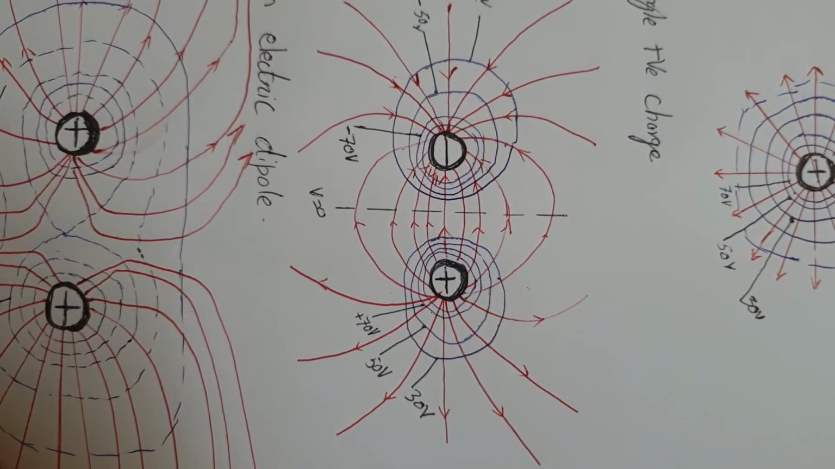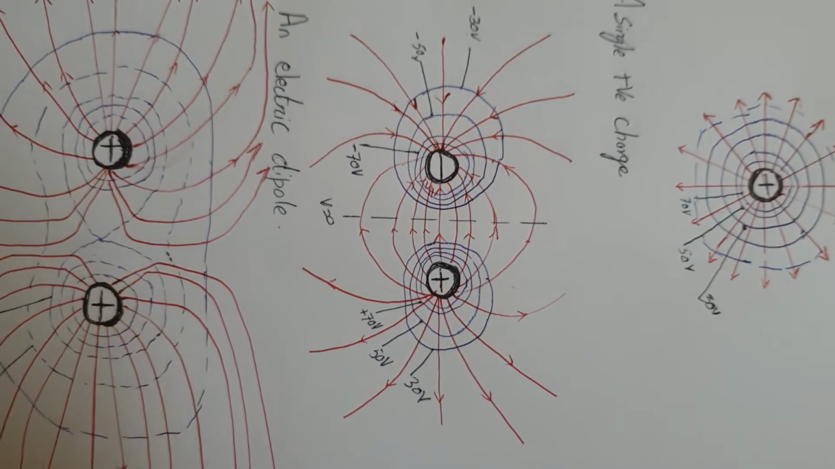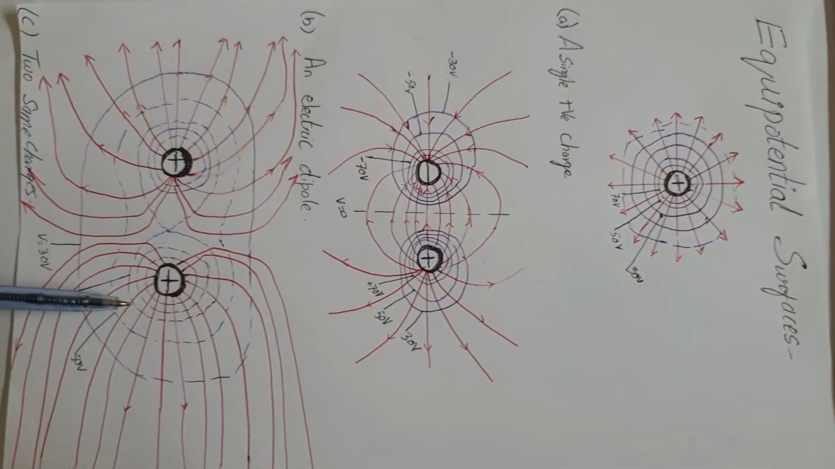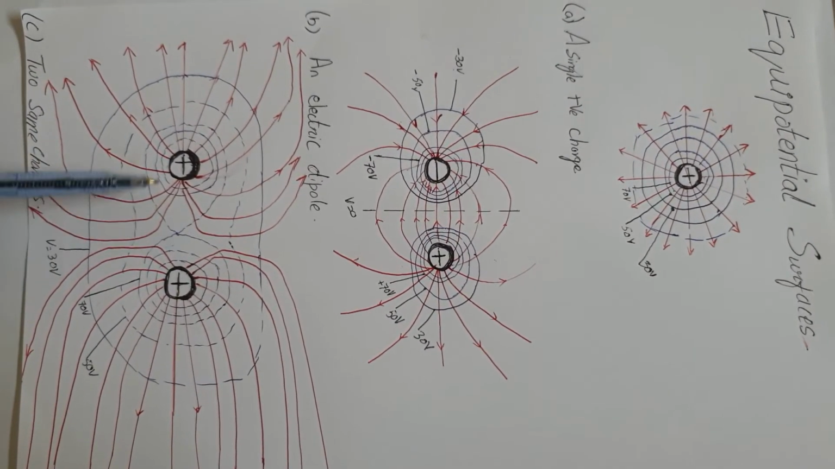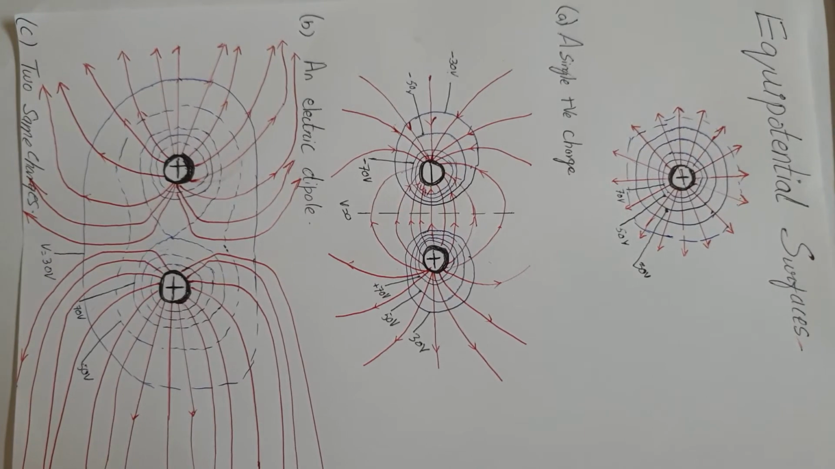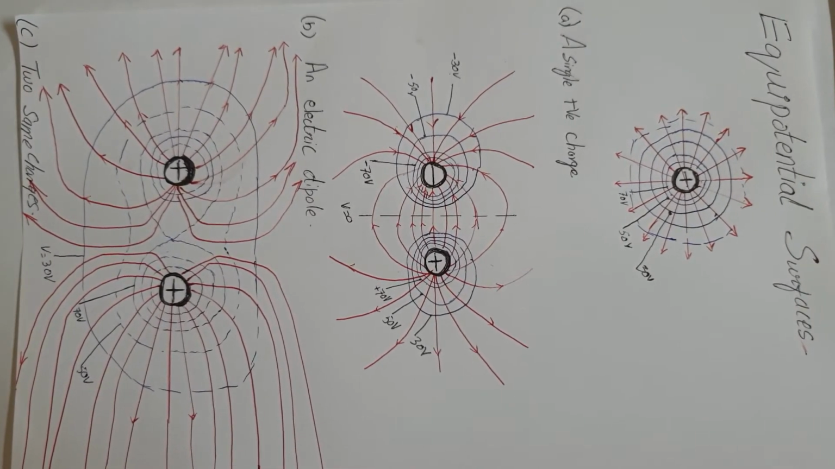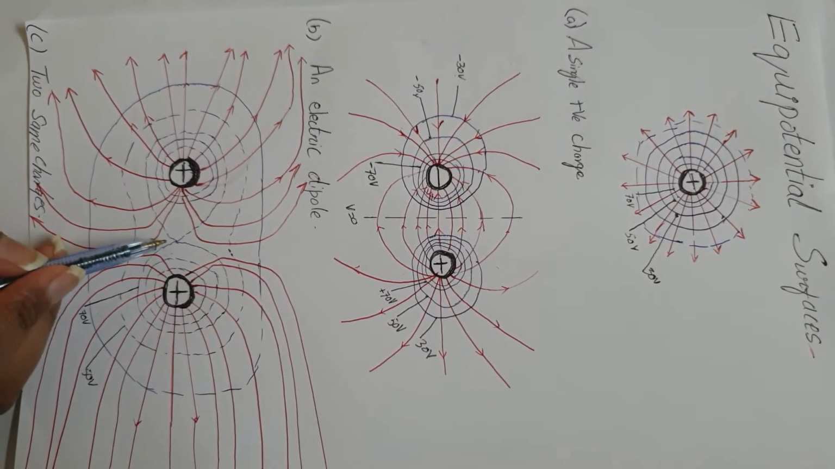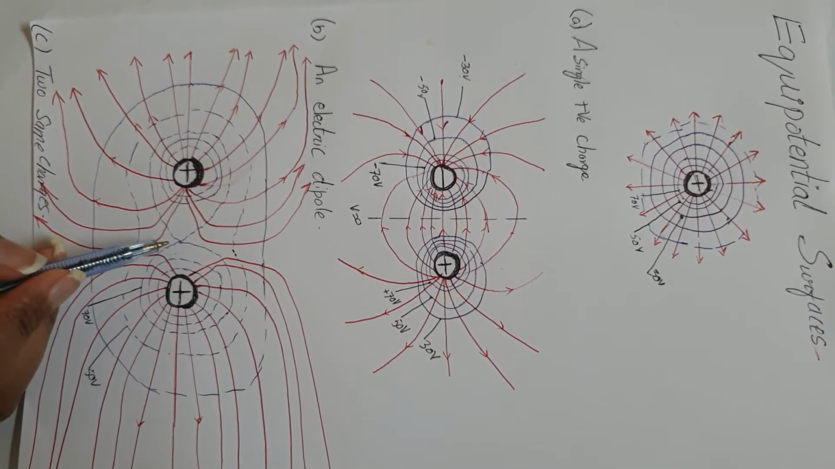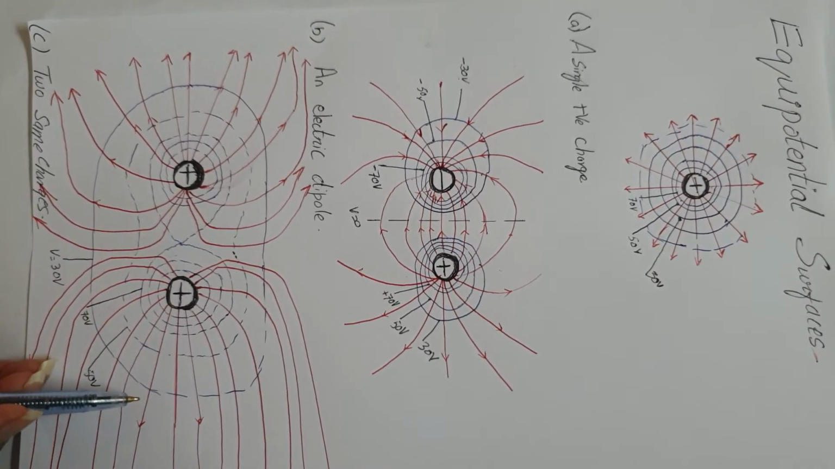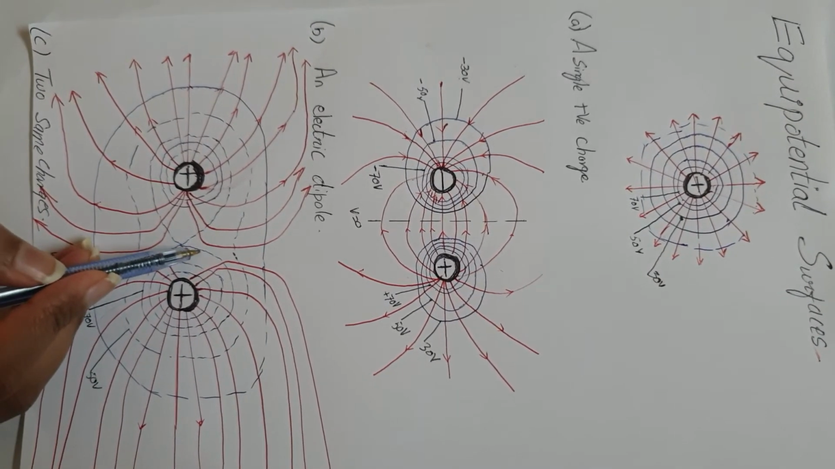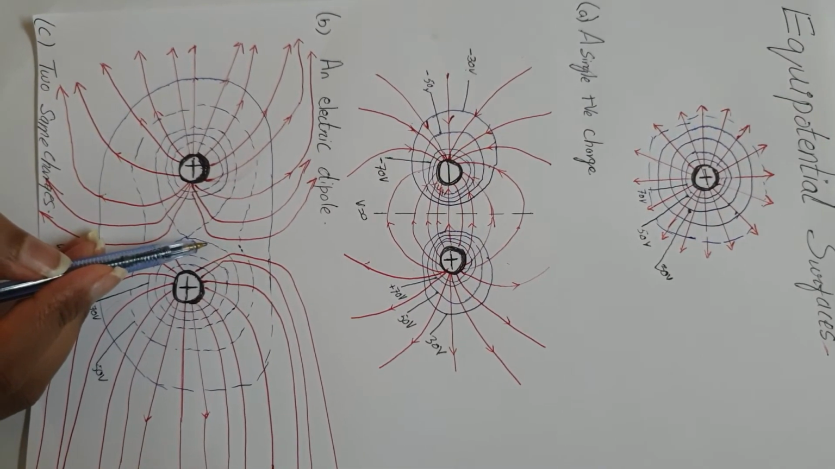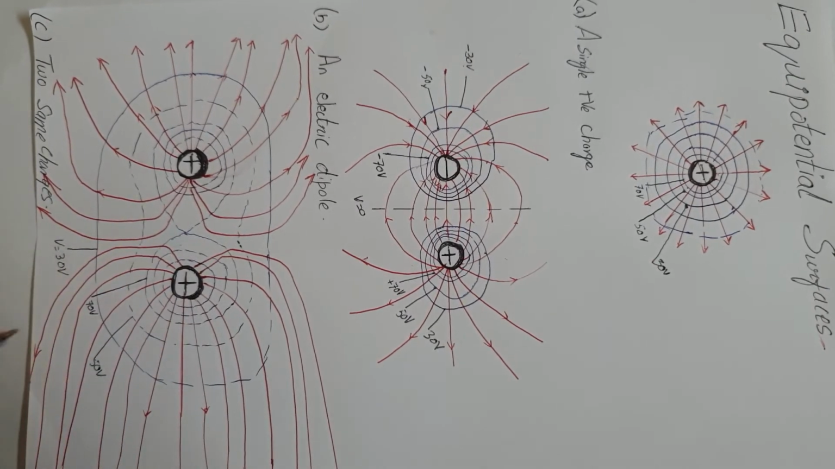Also, if you look into figure C, where equipotential surfaces have been drawn between two positive charges, here electric field E is 0 in the middle, but at any other point on this surface, let's suppose this surface, it has an electric field which is non-zero.